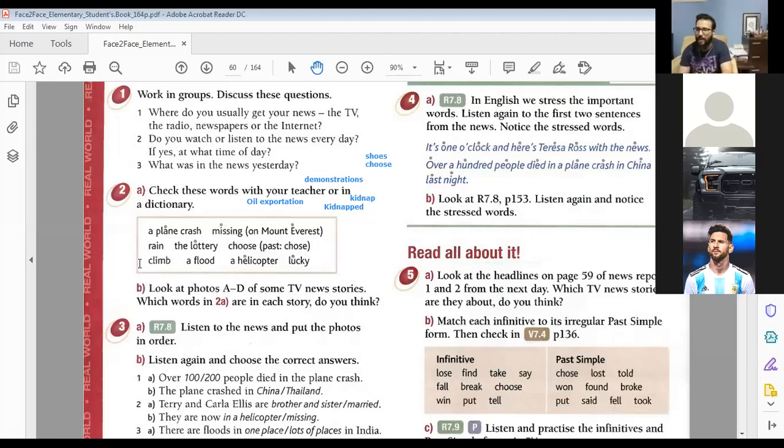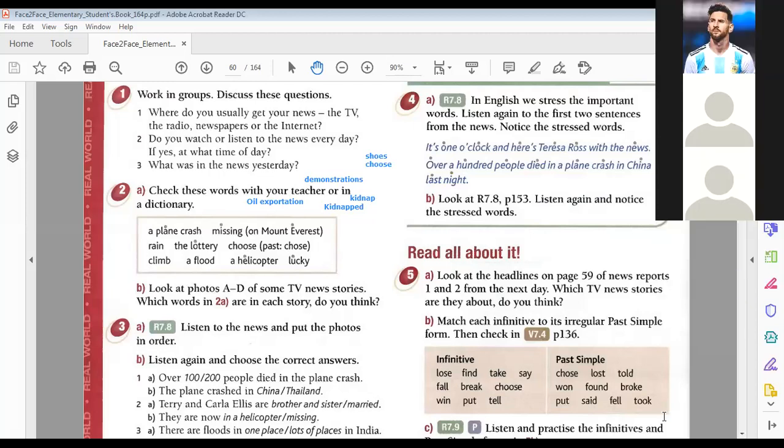Then we have climb. You know this verb? Climb. What does it mean? Do you know Spider-Man? He climbs buildings. So this is the meaning of climb. Usually people sometimes climb mountains. Spiders, they climb walls, right? So this is the meaning of climb.